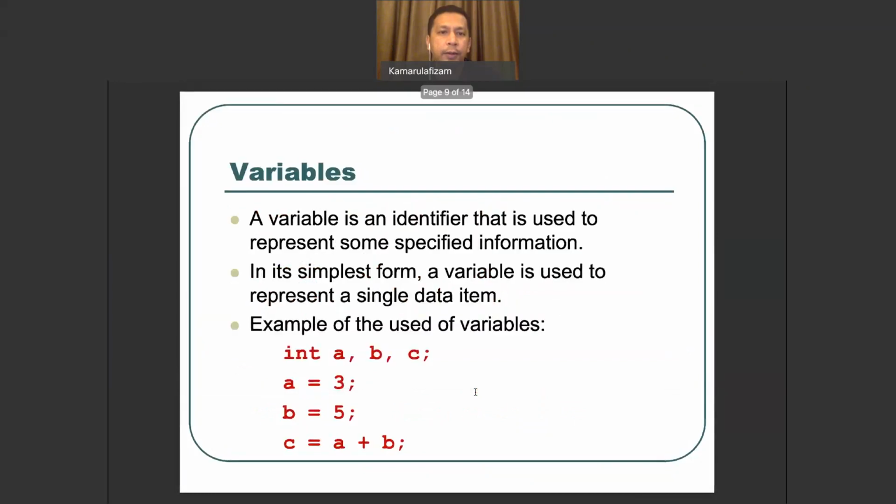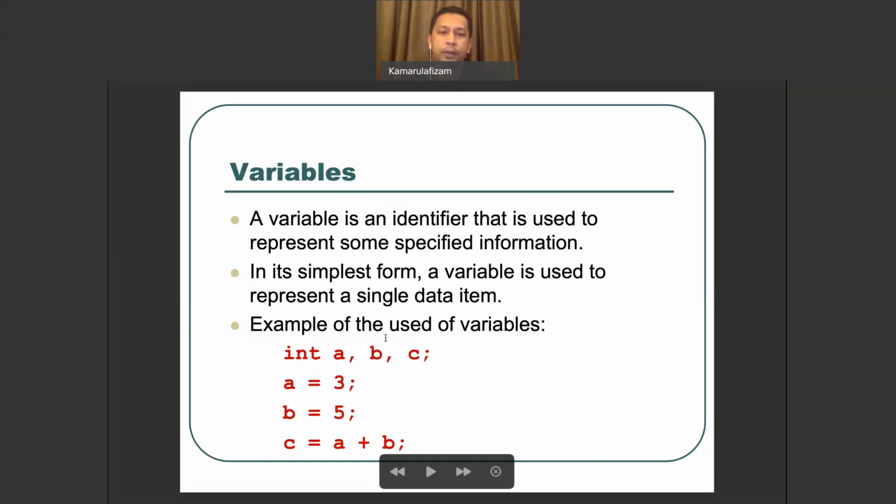Of course, now we are looking at variables. A variable is an identifier. Okay, remember again what we have talked about for the identifier. Basically, this is the user-defined name to represent anything in the world of programming. A variable here is basically an identifier that is used to represent some specific information in your program. In the simplest form, a variable is used to represent a single data item.